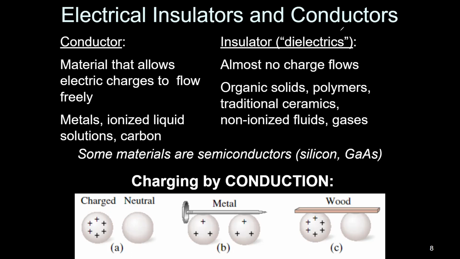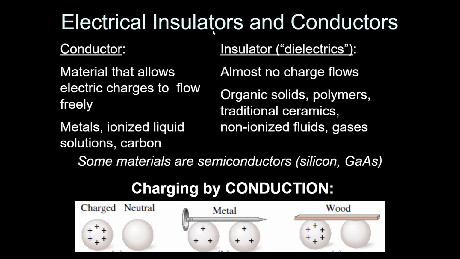Insulators, otherwise sometimes known as dielectrics, are things that prevent flow, and examples include organic solids such as wood, polymers, traditional ceramics, and non-ionized fluids. That means fluids where you didn't induce a charge, or fluids that are not made of ionic bonds, and certain types of gases. Then most of the materials are the in-betweenish things. They are called semiconductors, and a well-known example is silicon.